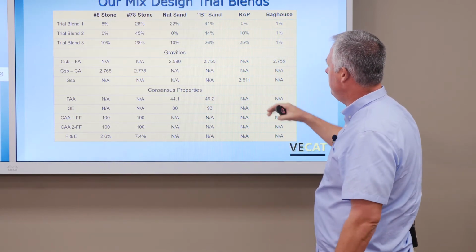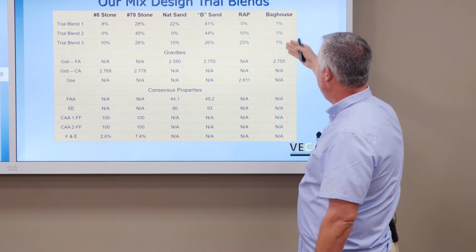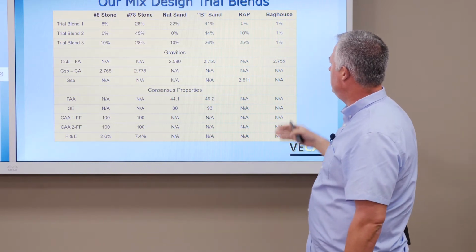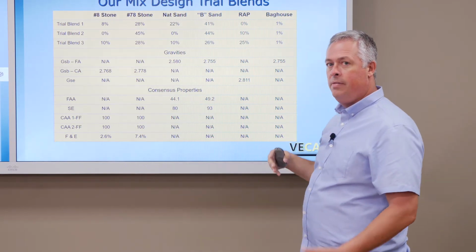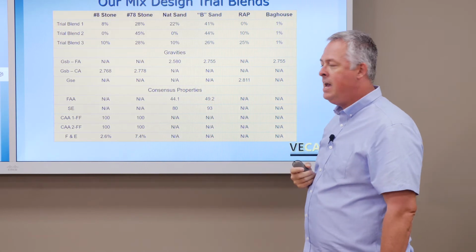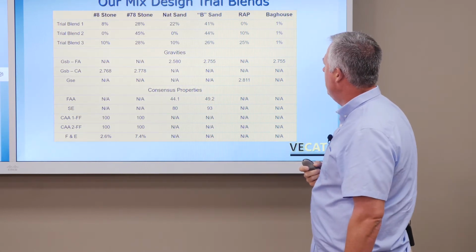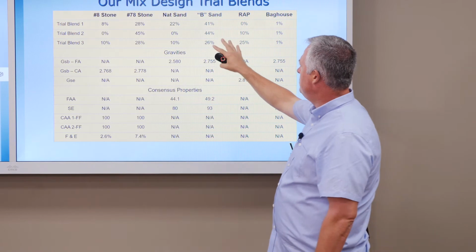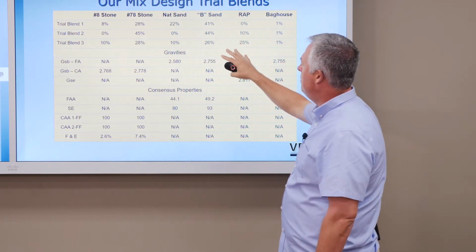So trial blend 1, we've got no RAP in it. It's coming out of the same plant. That's why you only see 1% for each of these. That's the breakdown that we anticipate happening at the asphalt plant. It does have a blend of natural sand and B sand, but it's a pretty fine mix.